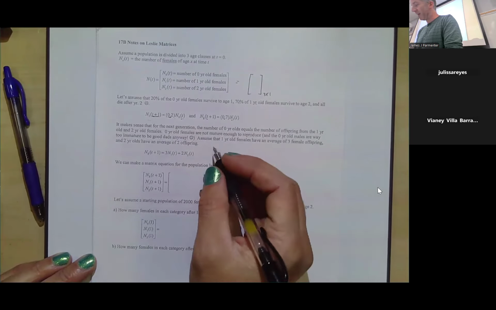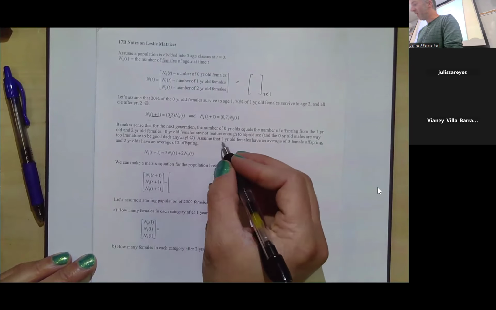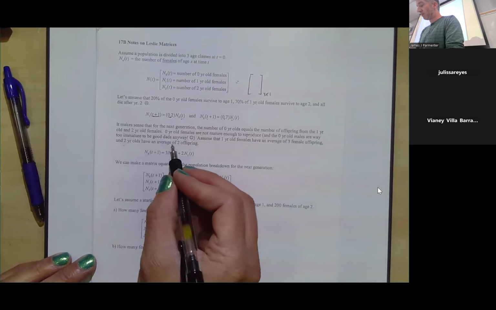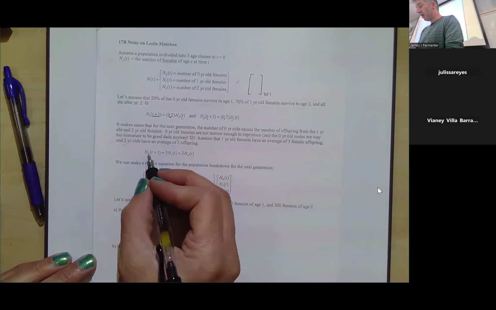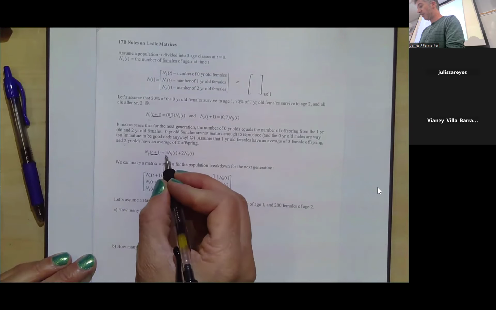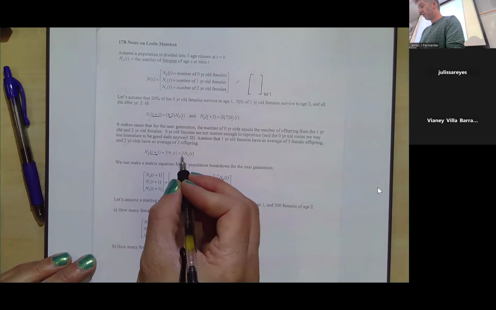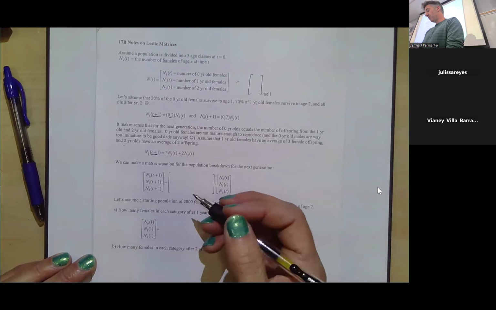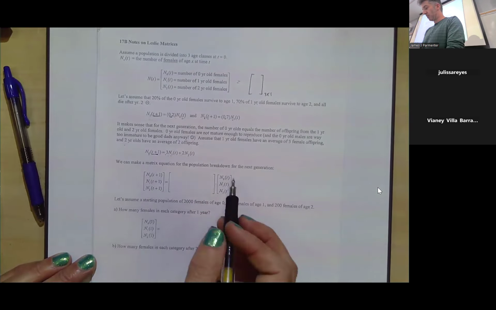Okay, I think this was written by Grant. Assume that 1-year-old females have an average of 3 female offspring, and 2-year-olds have an average of 2 offspring. So then the number of 0-year-olds next year is 3 times the number of 1-year-olds this year plus 2 times the number of 2-year-olds this year. So that's how we're writing this as an equation. But here's what we're going to do. We're going to skip this part for a second.